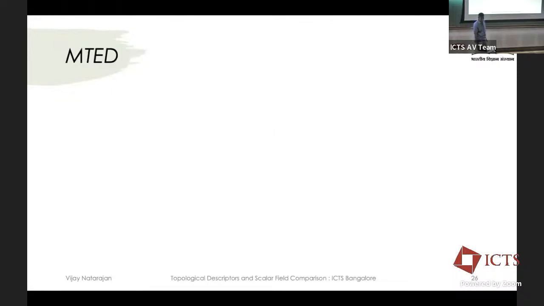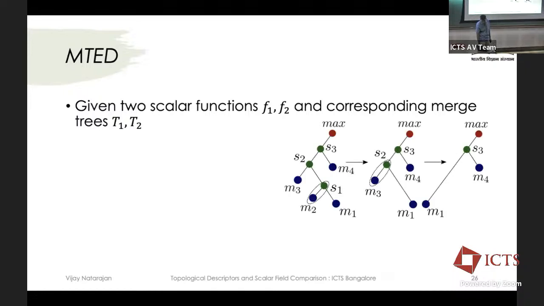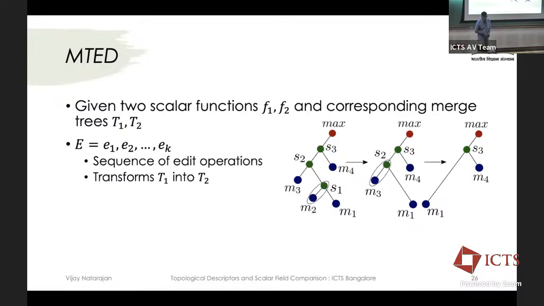Right, so that's the cost associated with all the operations. Now, if I give you two scalar functions and the merge trees, remember that only certain operations are allowed. I can go from one tree to the other via a sequence of edit operations. So I first apply an insert, then a delete and relabel and so on, some sequence E1 through EK.